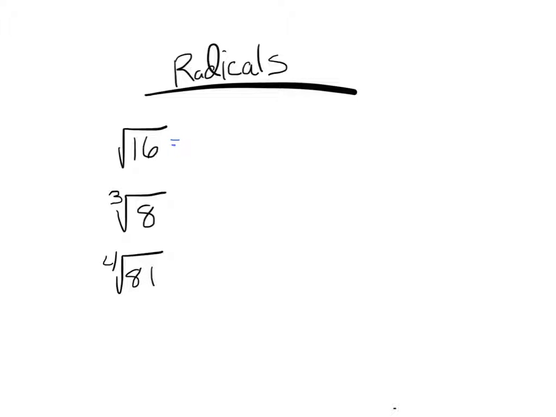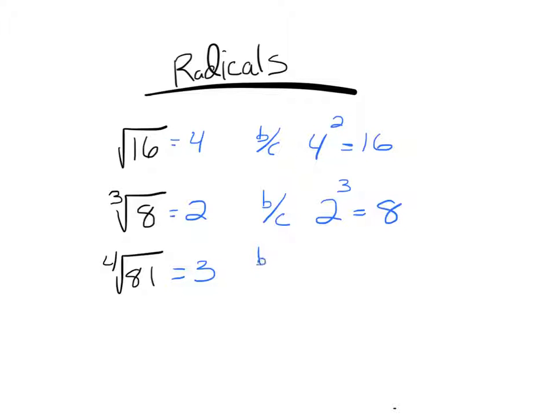All right, the square root of 16 is 4, and that's because 4 squared equals 16. Maybe you haven't seen this, but this is the cube root of 8, or the third root of 8, and that answer is 2, because 2 cubed is 8. And then finally, the last example here, the fourth root of 81, that is 3. The reasoning behind that is that 3 is what you bring to the fourth power to get to 81.